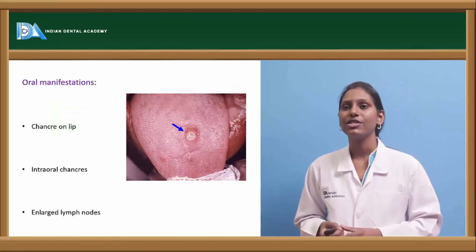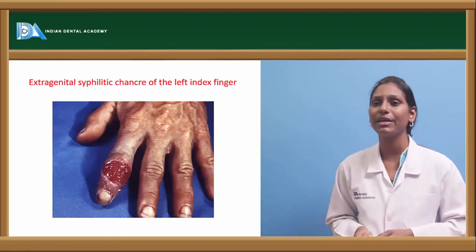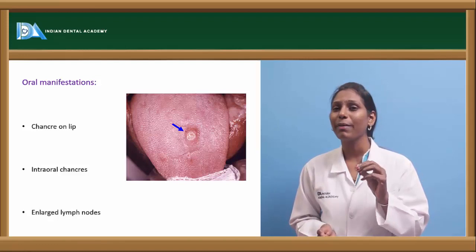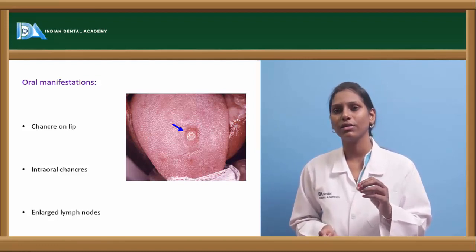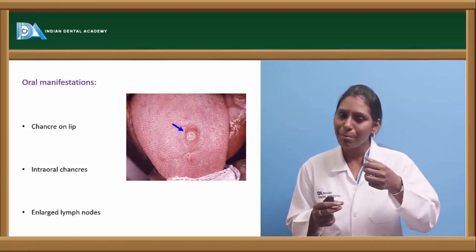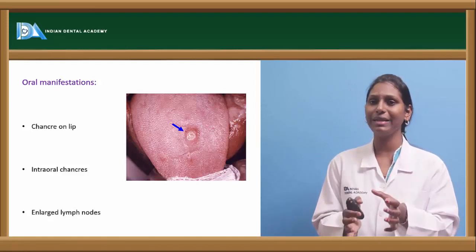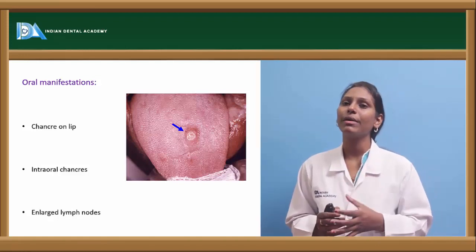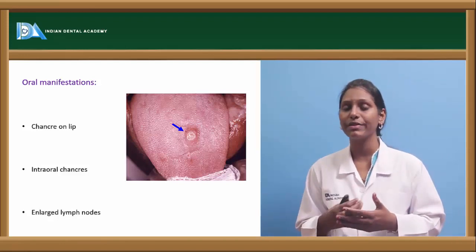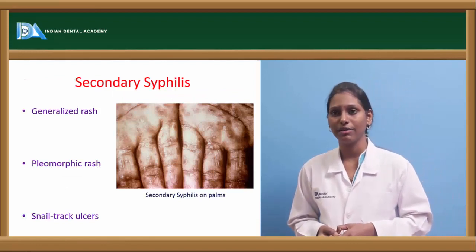In the oral manifestations, this is again a chancre on the lip. Here also we can see a raised and hyperemic edge on the tongue, and we also see characteristic punched out lesions. These syphilitic ulcers are usually punched out, as if we actually punched the area. It appears as a punched out lesion, and the edges are usually well demarcated. The most common oral manifestations are chancre on the lip and intraoral chancres, especially on the dorsal surface of the tongue and the palate, and lymph nodes are enlarged here, especially the submandibular lymph nodes.